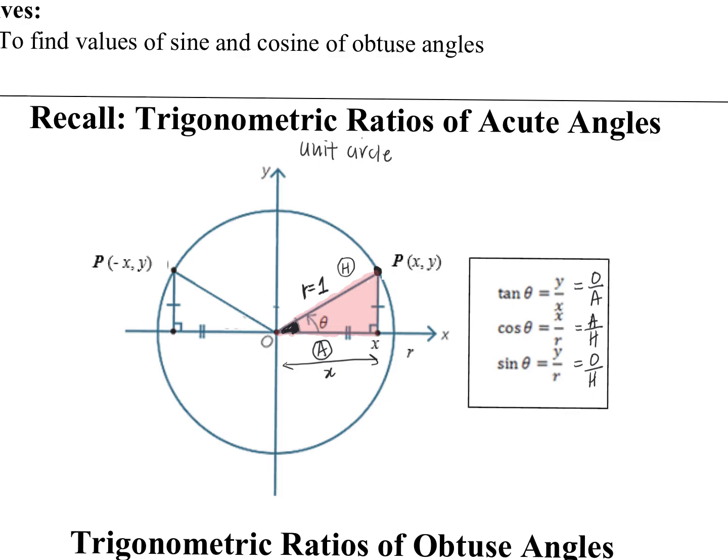Okay, so imagine this dot can be anywhere on the circle. So far we have learned acute, which means it stays within the first quadrant here. That means my dot can start from 0 and go all the way to 90. And then I can find all the ratios: O over A, A over H, O over H.